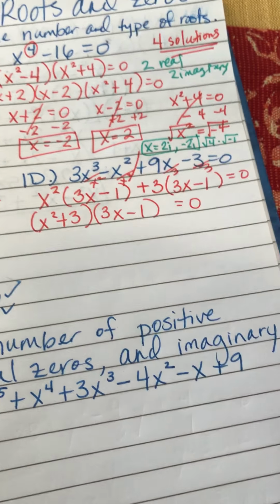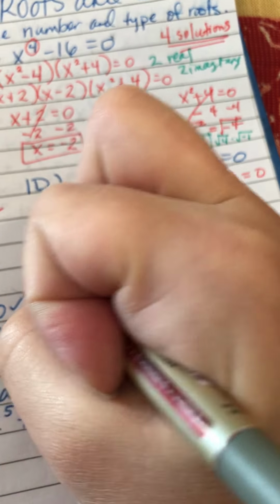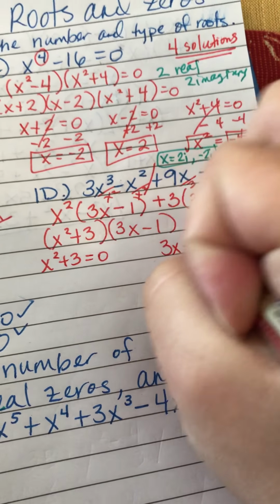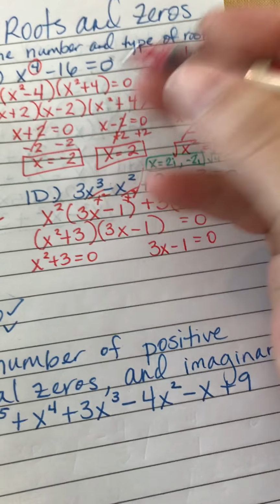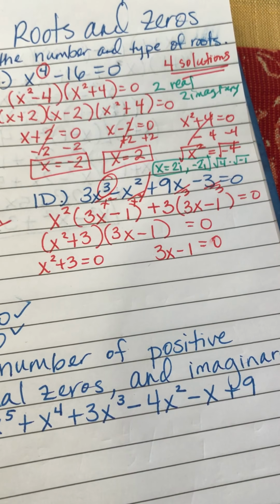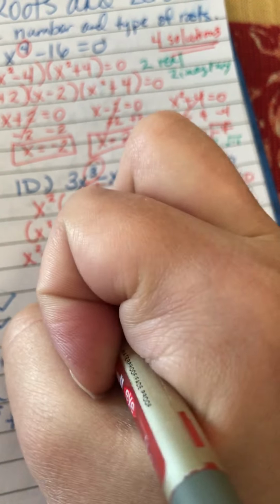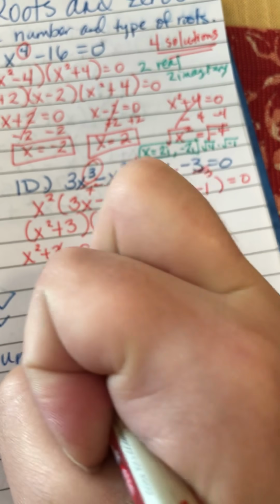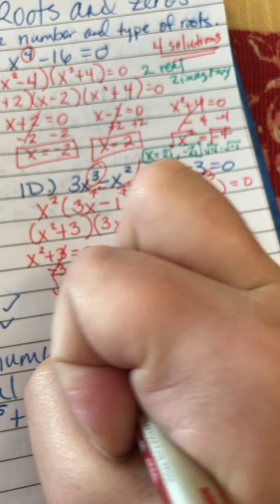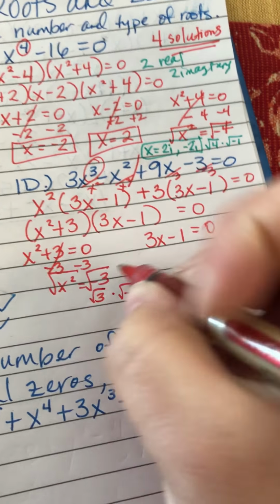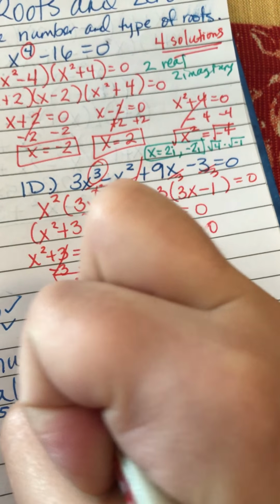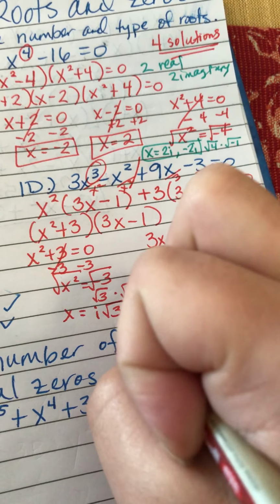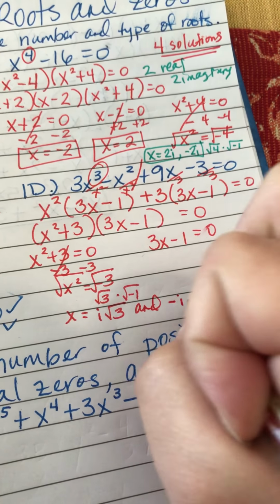And we're going to set it equal to 0 and solve each equation. So x squared plus 3 equals 0 and 3x minus 1 equals 0. Remember, I'm looking for 3 solutions. So I'm going to subtract 3 and take the square root. Separate the square root of 3 times the square root of negative 1. So this is x equals i the square root of 3 and negative i the square root of 3.